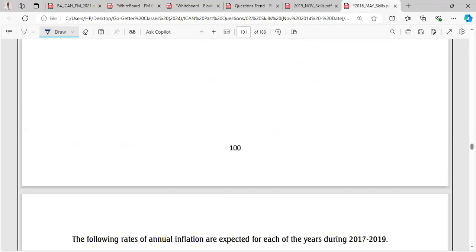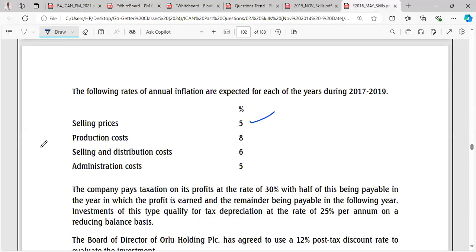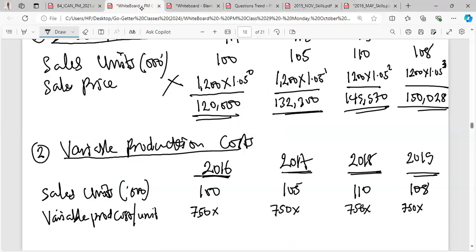We'll now go back to inflation. They said production cost. And what were we doing? We are doing variable production cost. So now we have taken variable costs. So 8%. So we'll go back now and we'll say times 1.08 raised to power 0, 1.08 raised to power 1, 1.08 raised to power 2, 1.08 raised to power 3. So that's the sort of things we'll be doing.